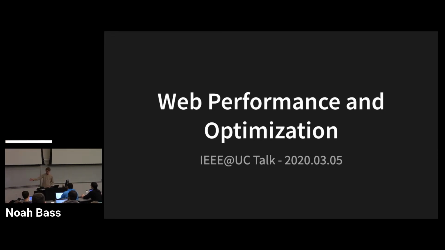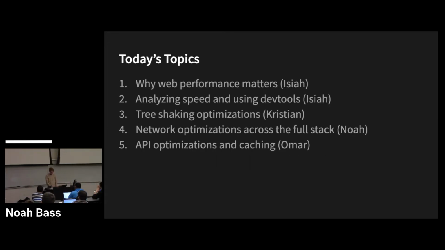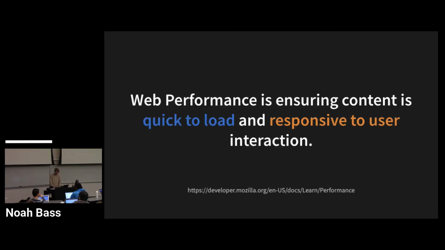This is Omar, Isaiah, and Christian, and today we're going to be talking about web performance and optimization. So what to expect from today? First, we'll be talking about why performance matters, analyzing speed with some dev tools that you should know, tree shaking with Christian. I'll be talking about network optimizations across the full stack, and finally, Omar will talk about caching and API optimizations.